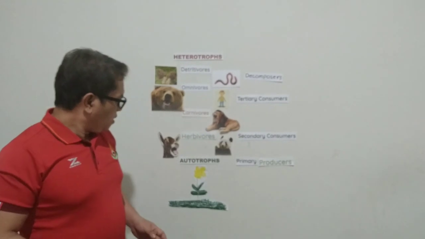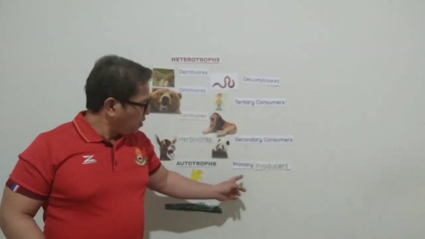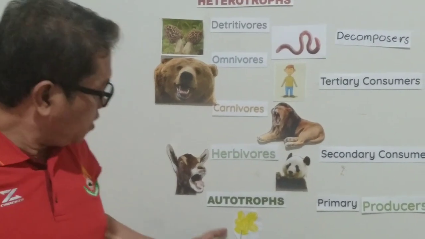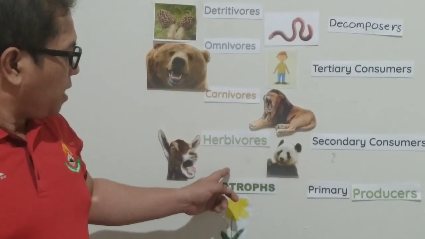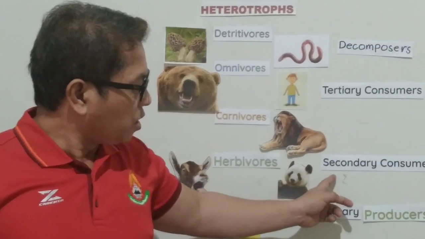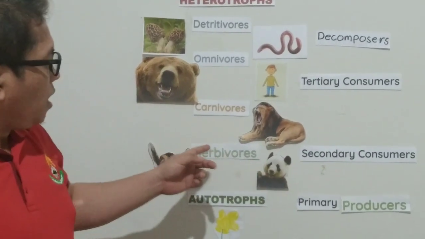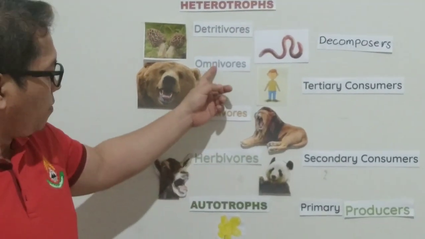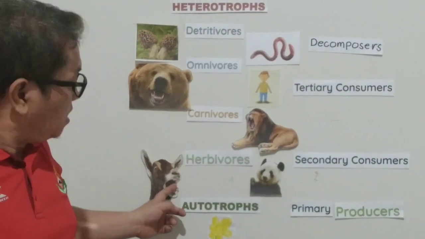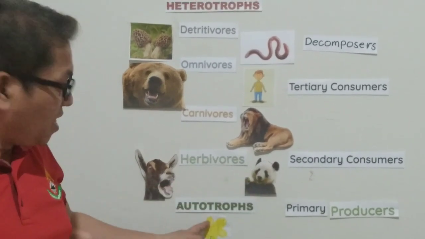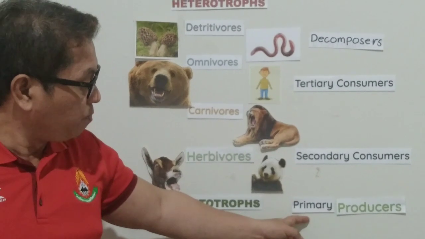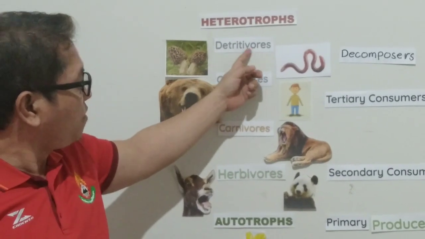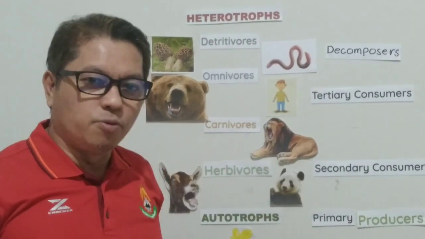Therefore, we can say that the detritivores are at the top of the food chain. Now, to wrap up, the autotrophs, which are the primary producers, they're the ones that make their own food, like the plants. They are eaten by the herbivores, which are under the secondary consumers. And under the tertiary consumers are the carnivores and the omnivores. They eat the herbivores, which eat the autotrophs under the primary producers. And at the top of the food chain are the detritivores, which are the decomposers.